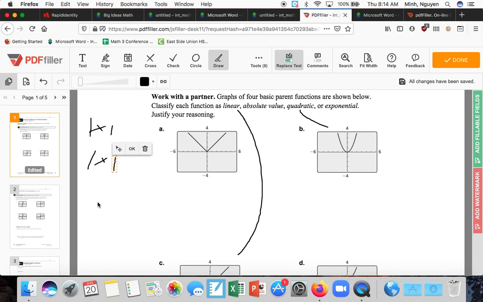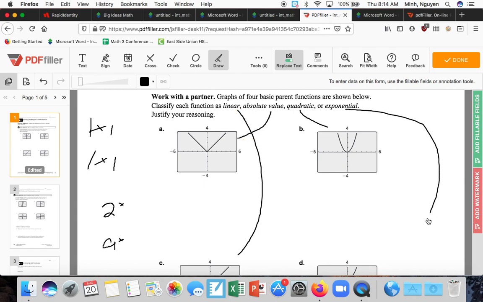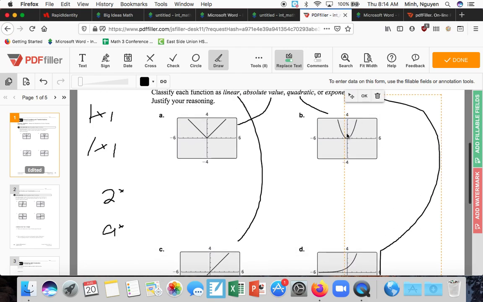And then exponential is something like 2 to the x power. That's just an example. It's really just like a to the x power, where x is in the exponent, and that's why it's exponential. So depending on what you know best, you will eventually get to that absolute value is this one, and exponential is the other one. So that's it for the matching.